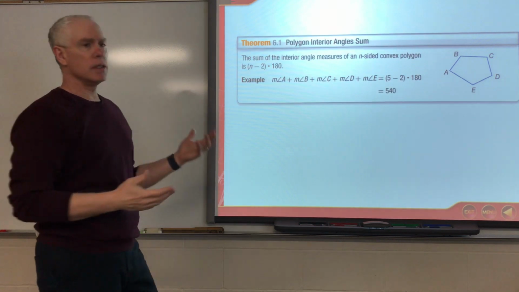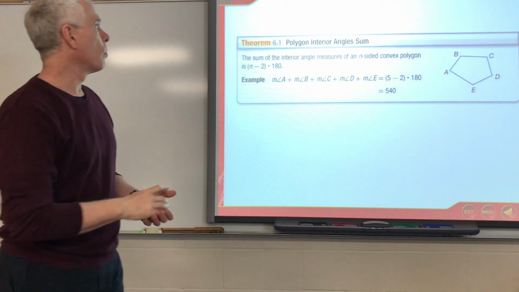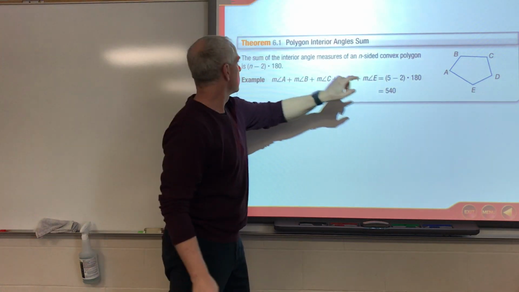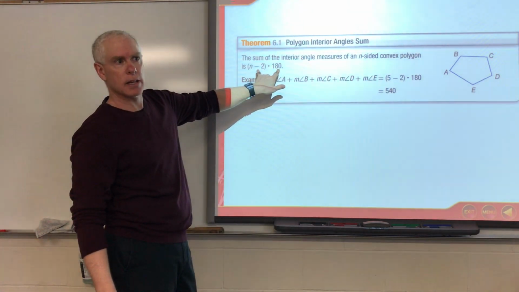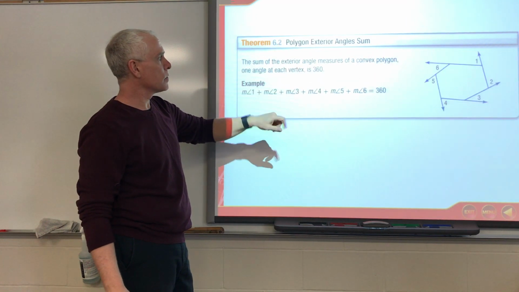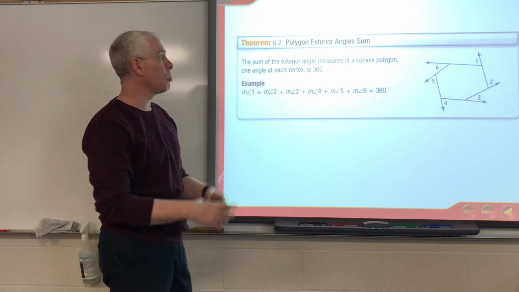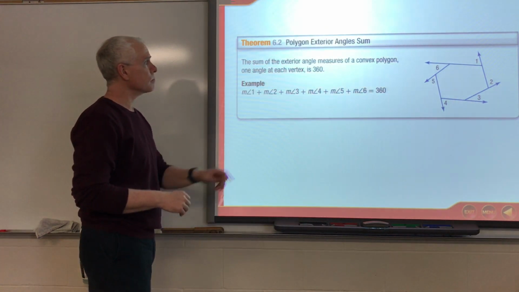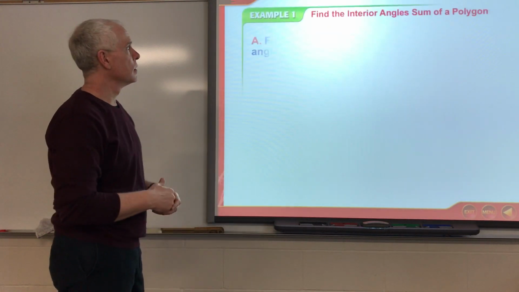So that leads us to these 2 theorems that are going to be in section 6.1, that the sum of the measures of the interior angles of any polygon is going to be n minus 2 times 180. That's what we just derived on the previous screen. And similarly, the sum of the exterior angles for any polygon is going to be 360, no matter how many sides there are. Let's look at some examples.